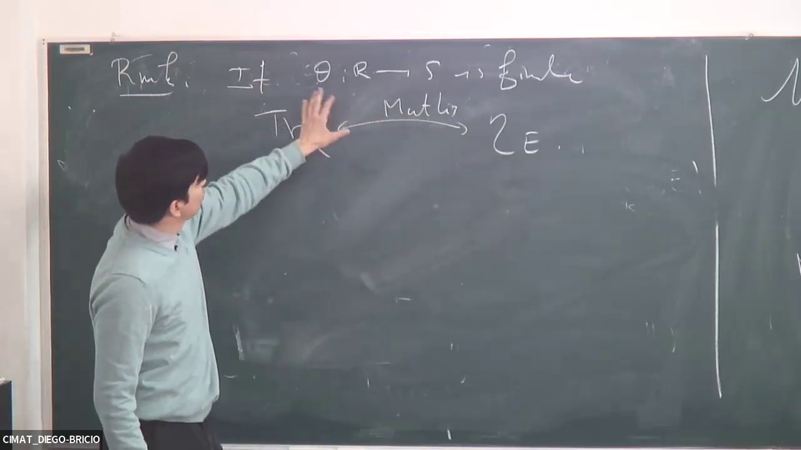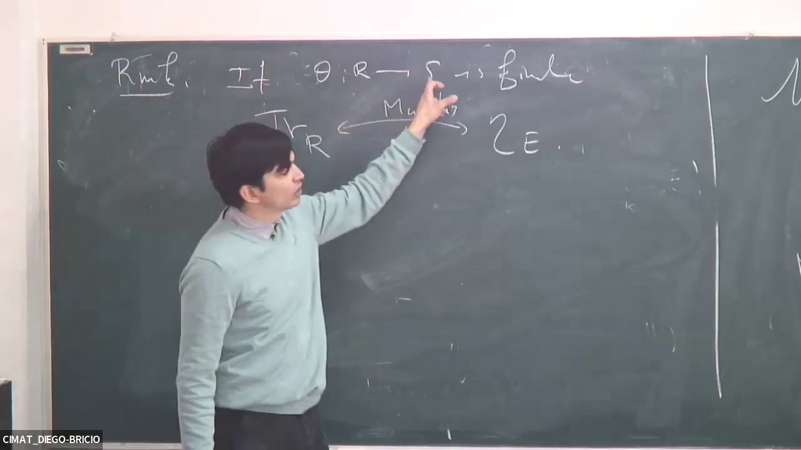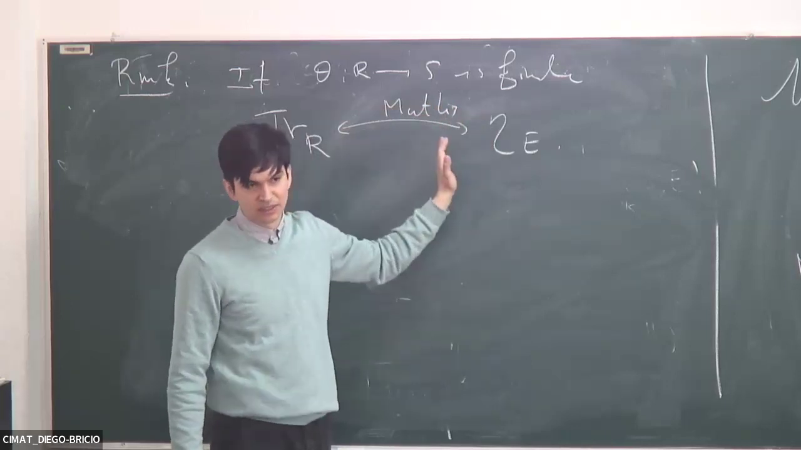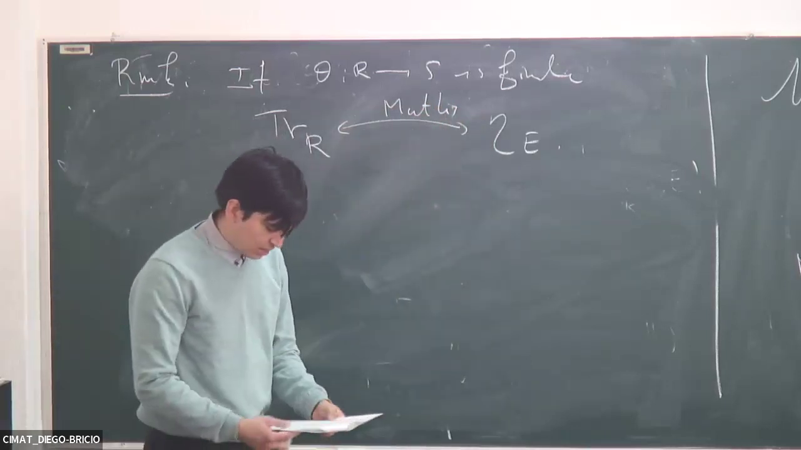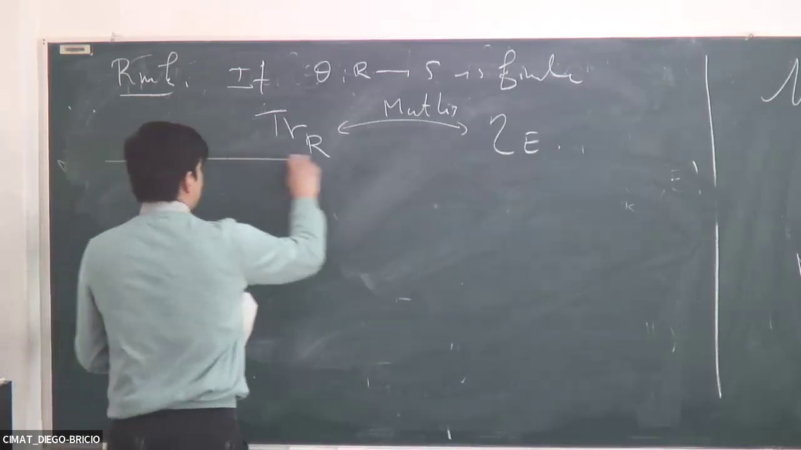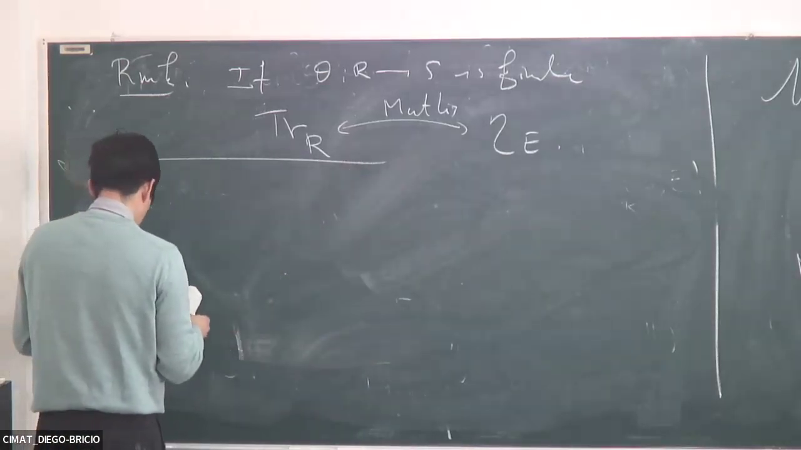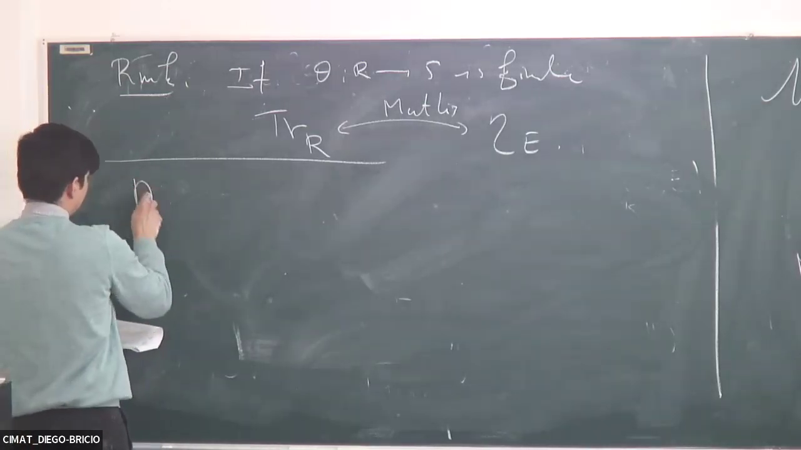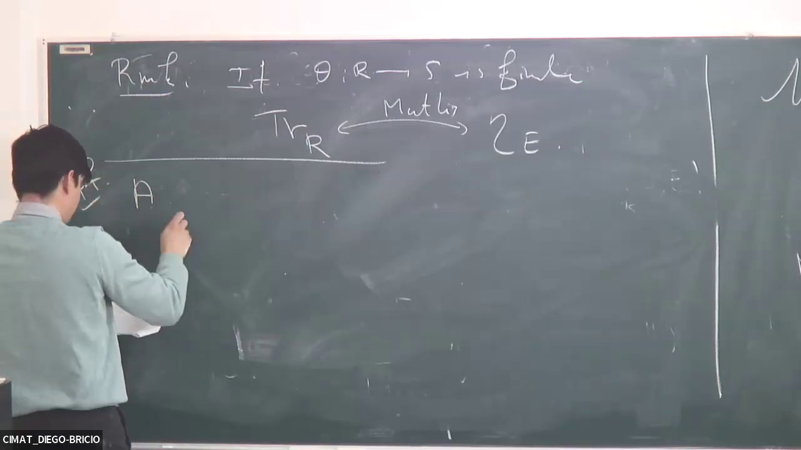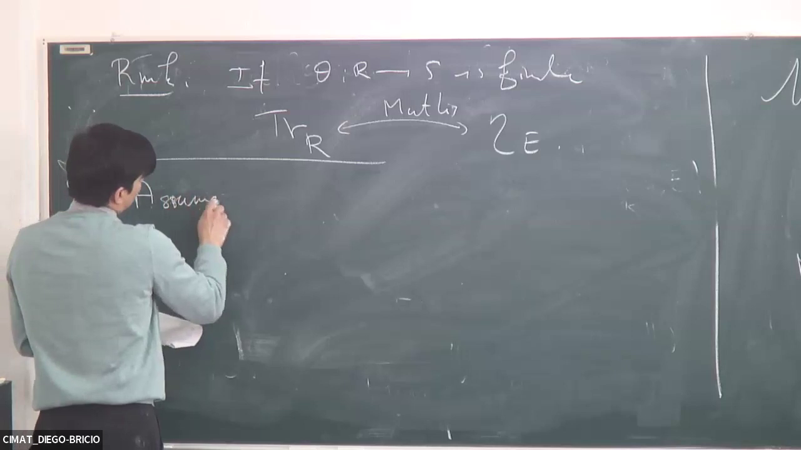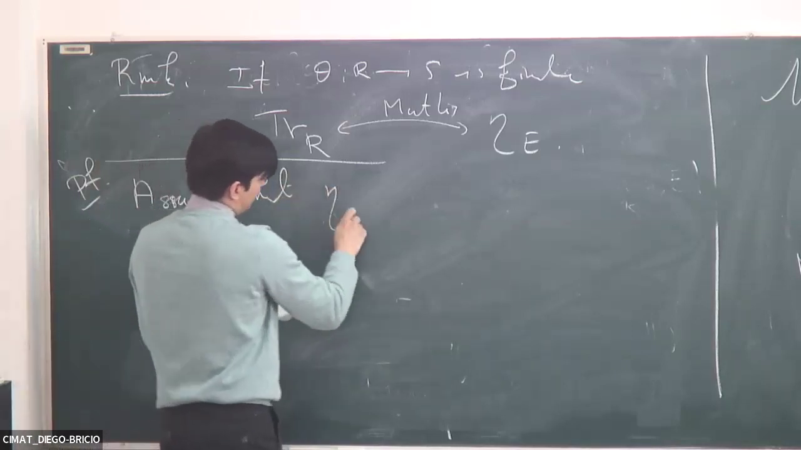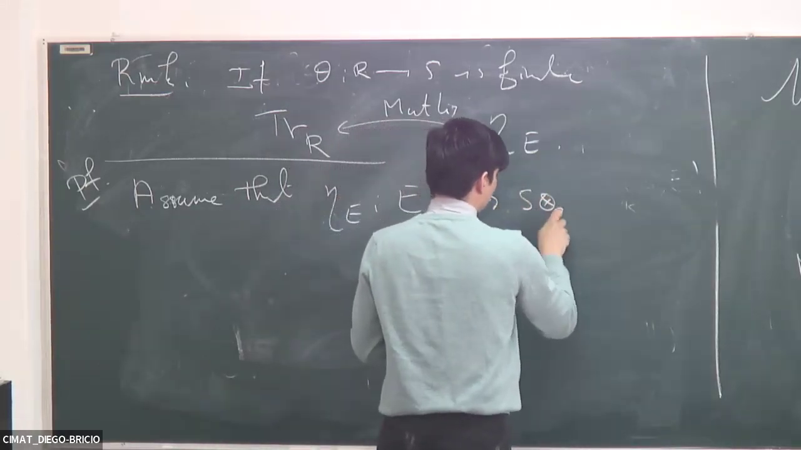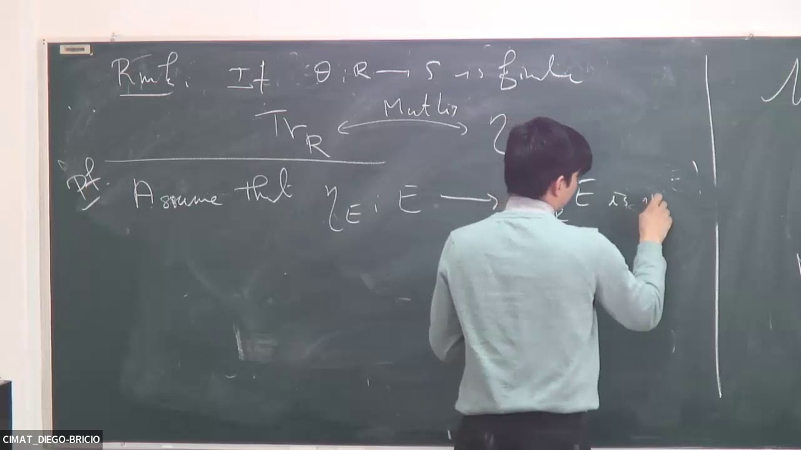However, we cannot use this because we are not assuming that S is finite. So technically speaking, we cannot just do this as it is, but still, we have a lot. Okay, assume that eta E is injective.